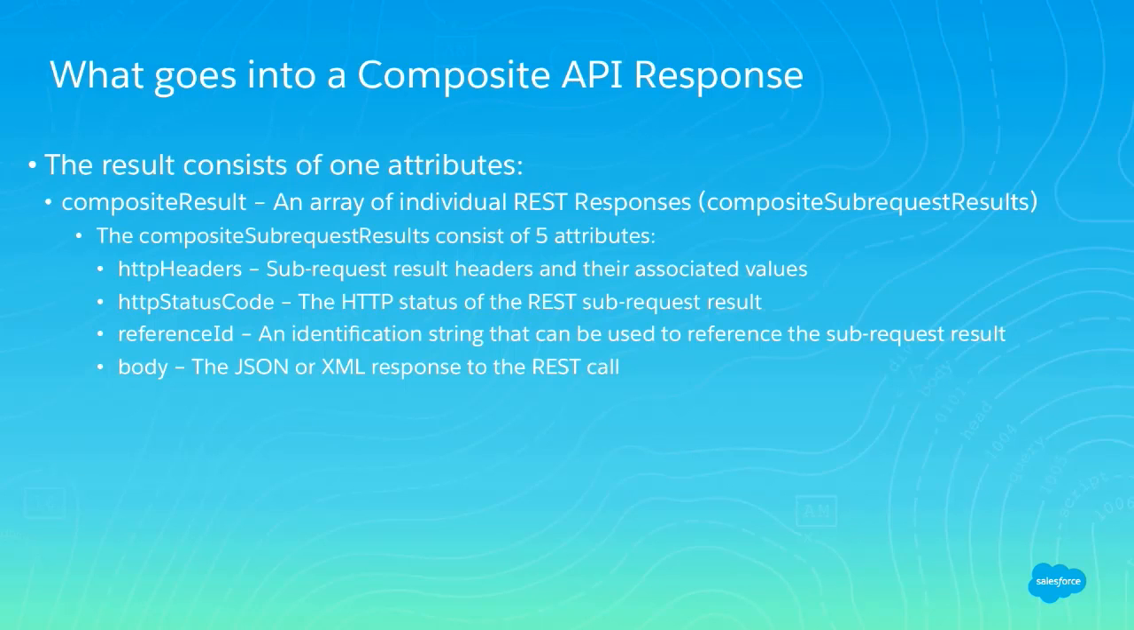So that's the request. What does the response look like? The first is that there is the composite result. It's pretty straightforward. You get an array back for every request that you pass in. We'll give you a response. And there's 5 attributes here as well. We give you the headers that were returned, the status code, was it successful at 200 or 204 or 400, the reference ID, which is the reference that you can refer to that unique sub-request, and finally the body.